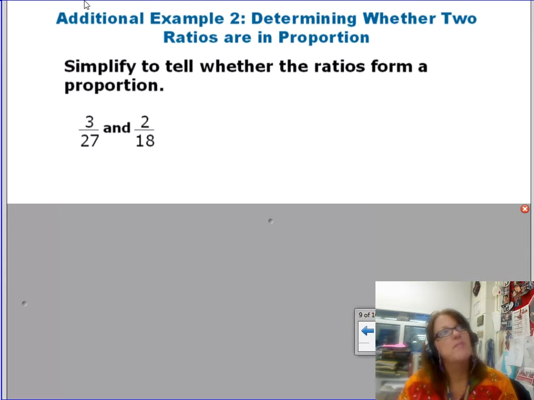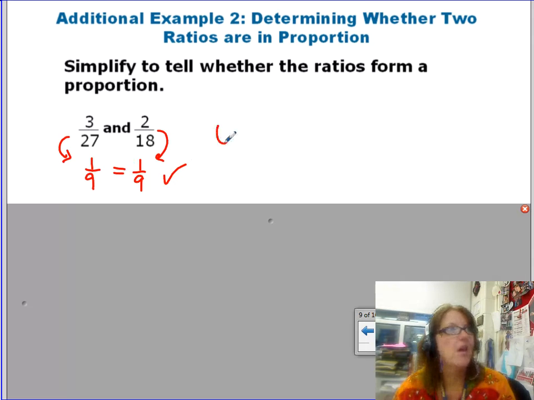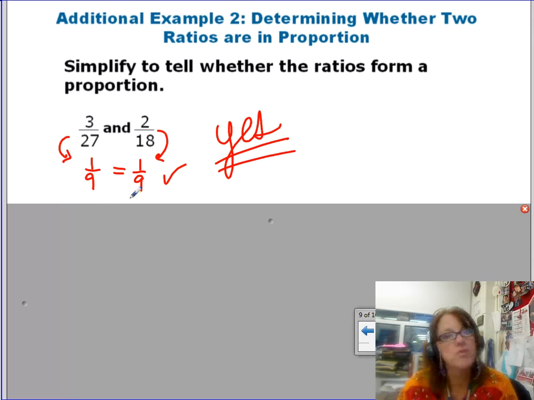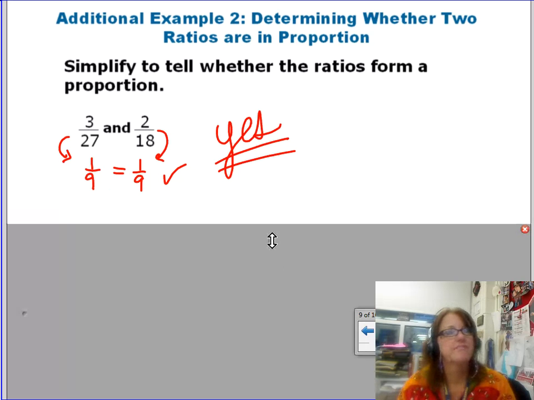Oh, simplify and tell whether these ratios actually make a proportion. 3/7 to 2/18. Well, put this in simplest form. 1/9. Put this guy in simplest form. 1/9. Are they equal? Well, yes, they are. The answer to the question then is yes. Show the work to prove it. Tell me yes or no. How about this one?